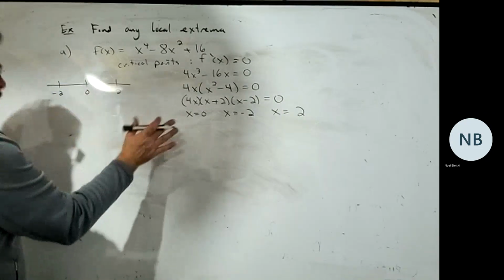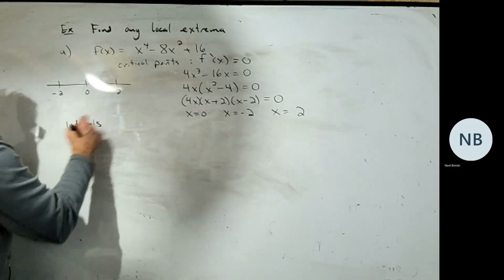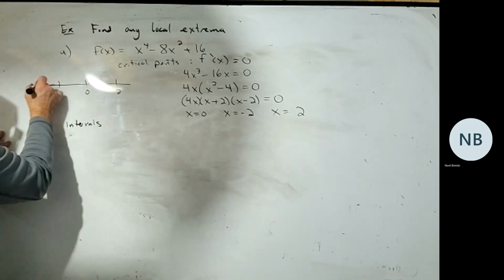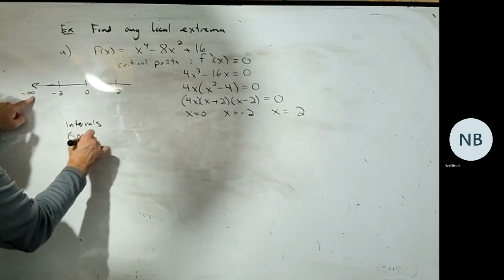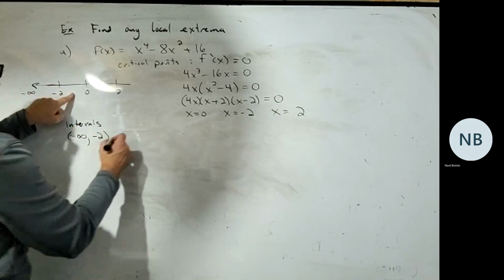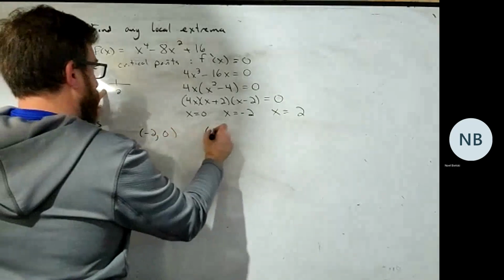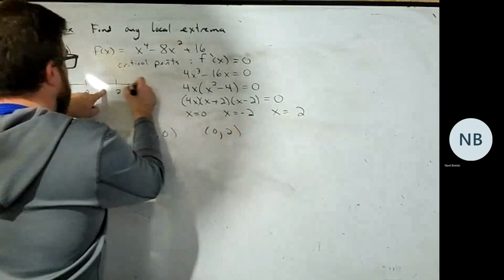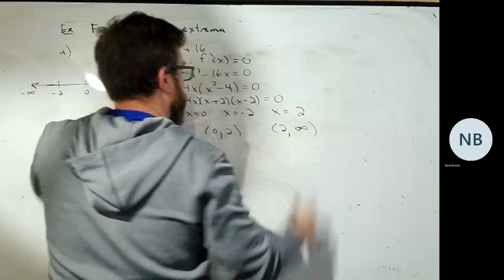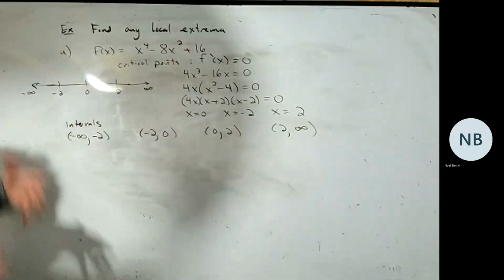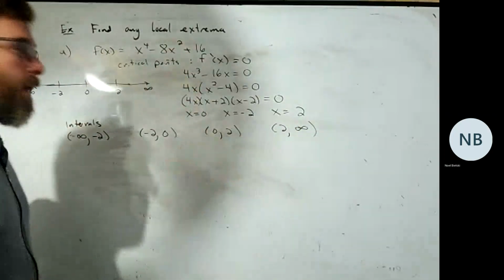So what I'm going to do is test these intervals. My intervals are going to be minus infinity to -2. This interval is going to be -2 to 0. This one's going to be 0 to 2. And then remember, this one goes off to infinity, so this is going to be 2 to infinity. I want to see if they're increasing or decreasing and so on. We can check mins and maxes.